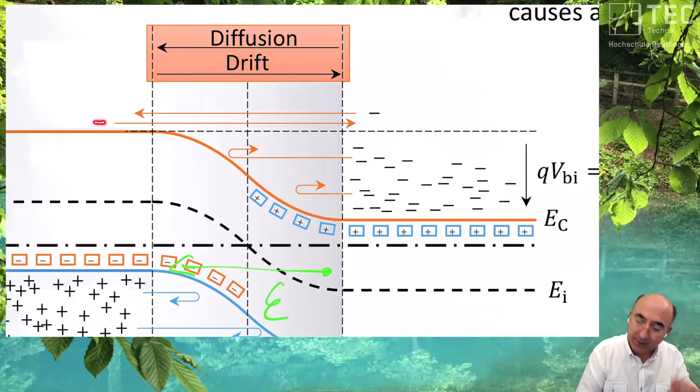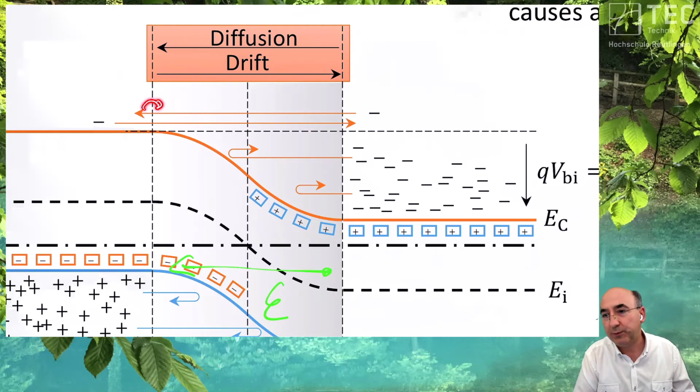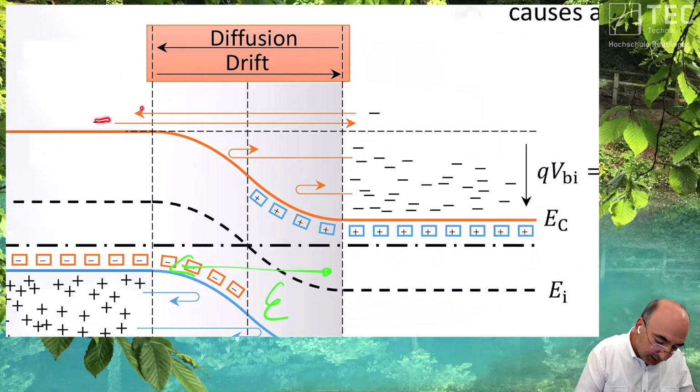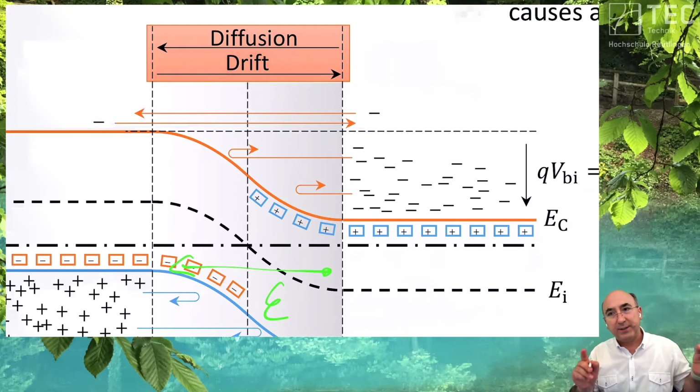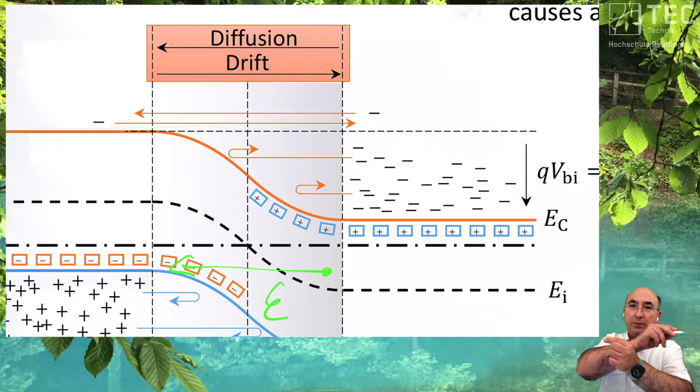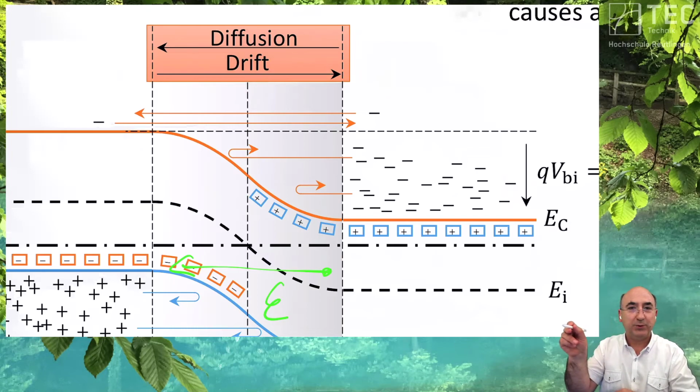If this electron, this minority carrier, gets into this area, why? It's movement, it's thermal movement. It's a probability. So if this minority carrier gets here, it drifts in this direction. And if now this drift, diffusion, no, diffusion. Okay, so it's mirrored.